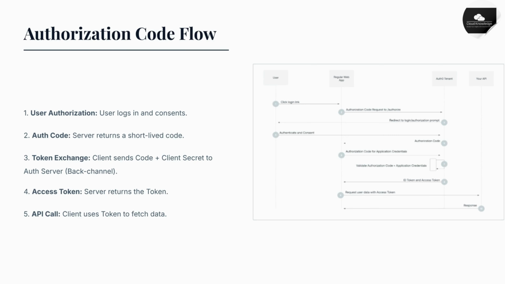In the Authorization Code flow, the user authorizes the app. The server returns a short-lived code. The client secretly exchanges this code for an access token. Finally, the client uses the token for API calls.